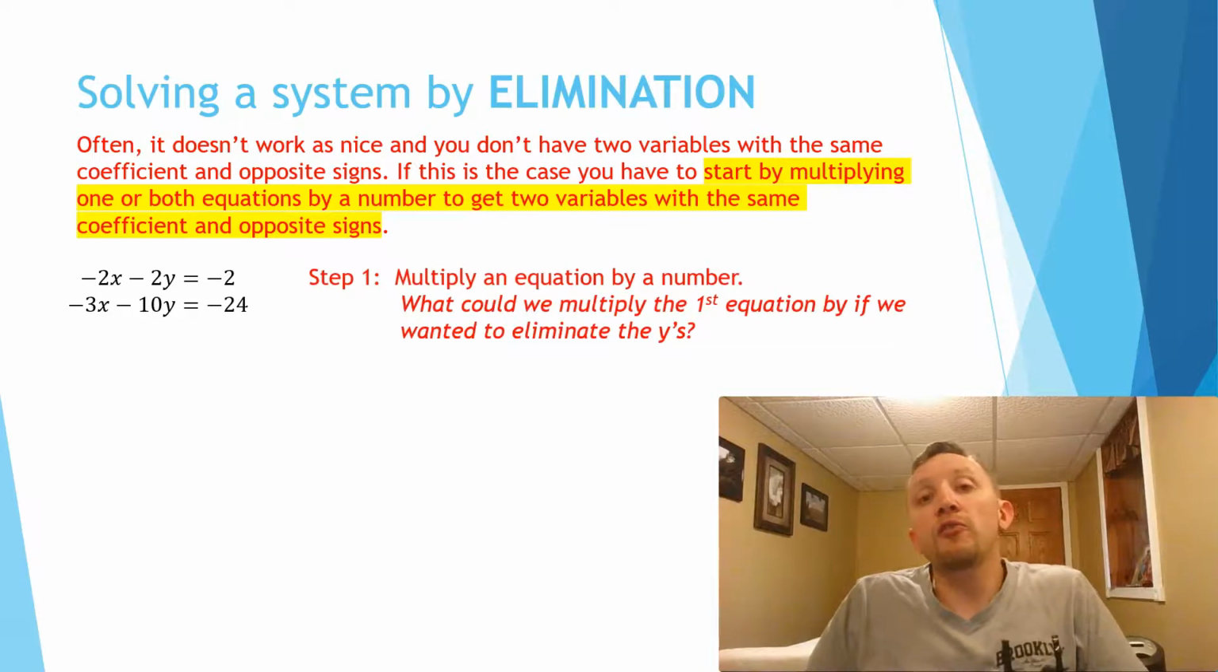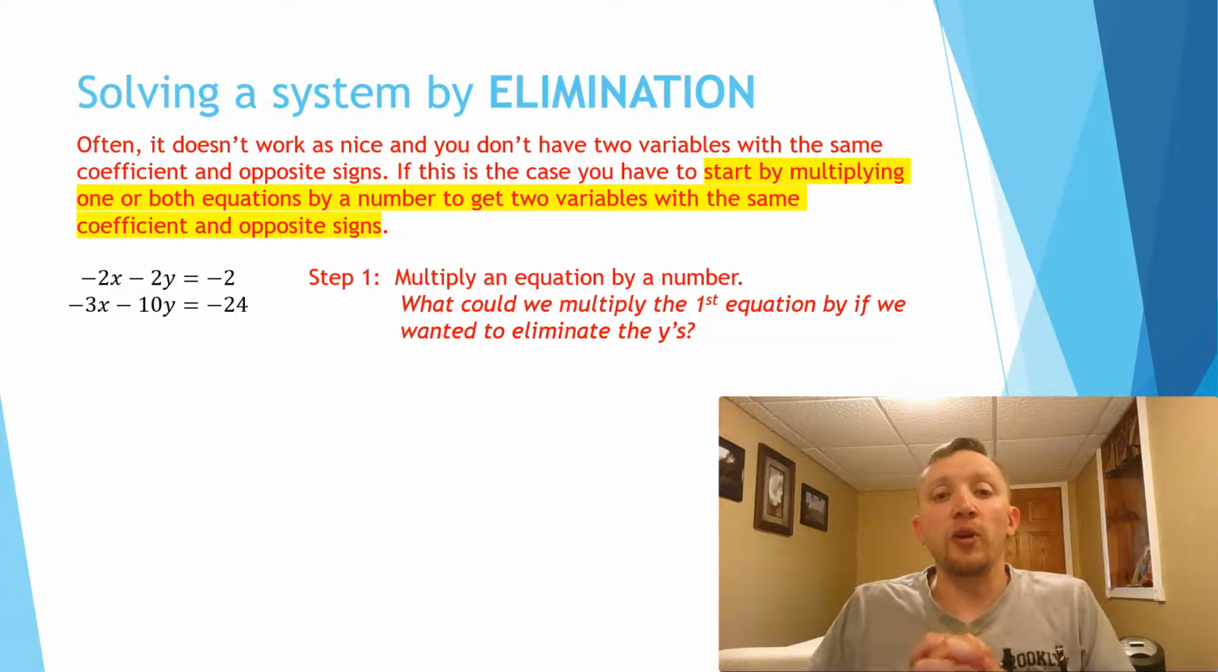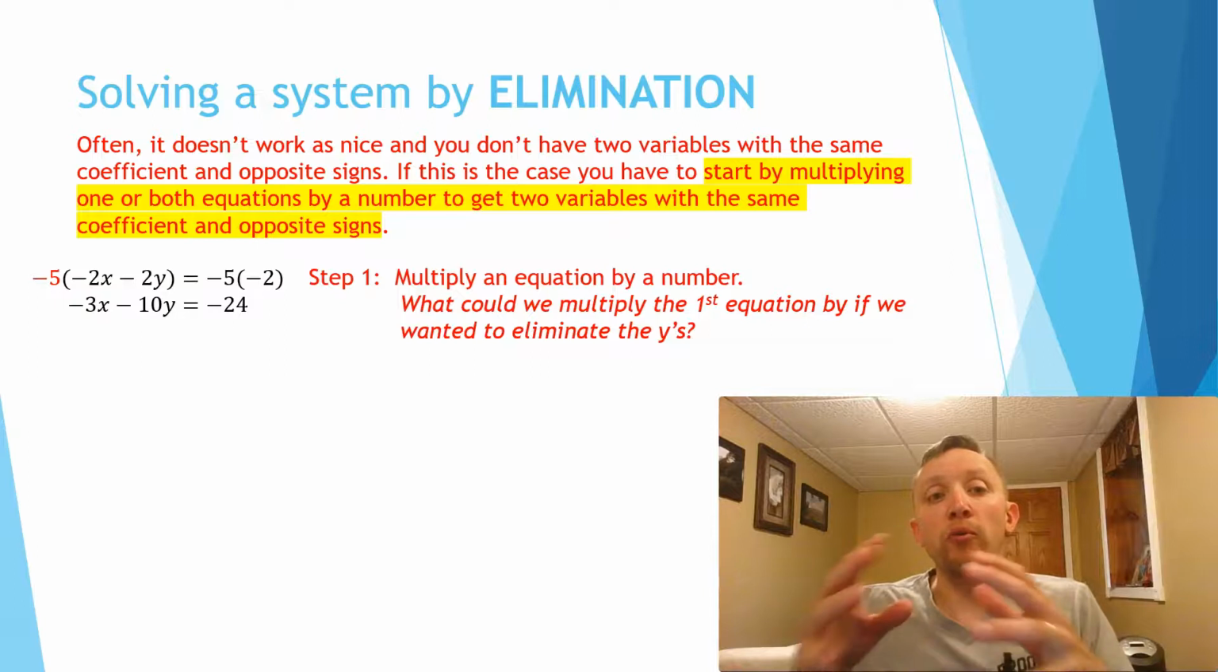So that is your first step. So the first step is we're going to multiply an equation by a number. And again, we just answered that question. What could we multiply the first equation by if we wanted to eliminate the y's? And that would be negative 5. So the second step is we're going to actually multiply both equations by that number.